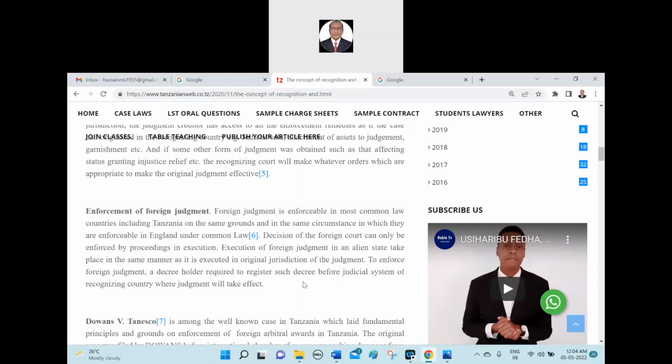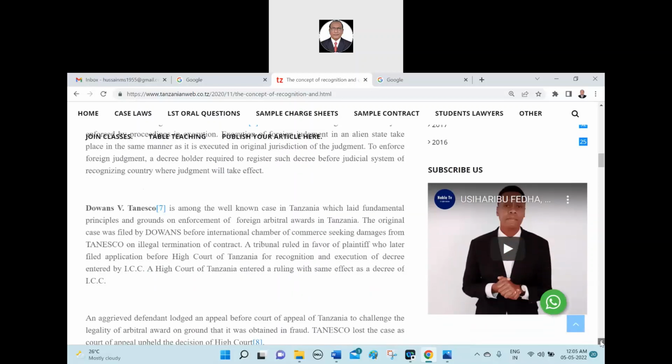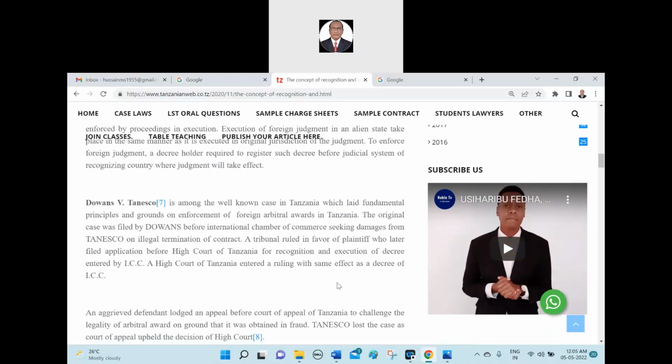Suppose they want to implement it in Tanzania. At that instance, he has to register it in the High Court. He got the decree from so-and-so court, and hence he can make an appeal to the High Court. The High Court will take it as it is. It will observe whether the judgment is in contravention of the state enactments, of Tanzanian policy, or of the constitution. If any contravention is there, Tanzania will not accept the foreign judgment.